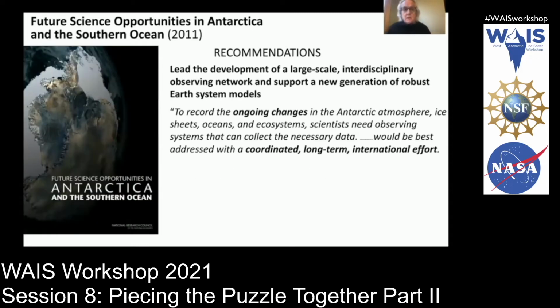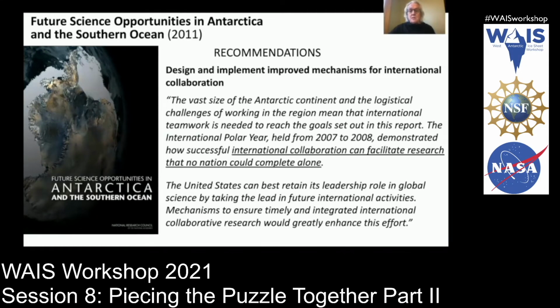So in 2011, the National Academy published Future Science Opportunities in Antarctica and the Southern Ocean, which outlined a very broad spectrum of compelling science that could be carried out in the coming couple of decades. One of the many recommendations they made was to lead the development of a large-scale interdisciplinary observing network that was linked with Earth system models. And they suggested the best way to move this forward was a coordinated long-term international effort. A second recommendation, really aimed at NSF, was to design and implement improved mechanisms for international collaboration, because they recognized that this could facilitate research that no single nation could complete on their own.